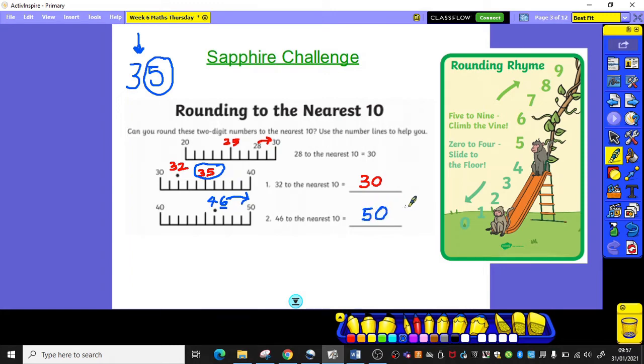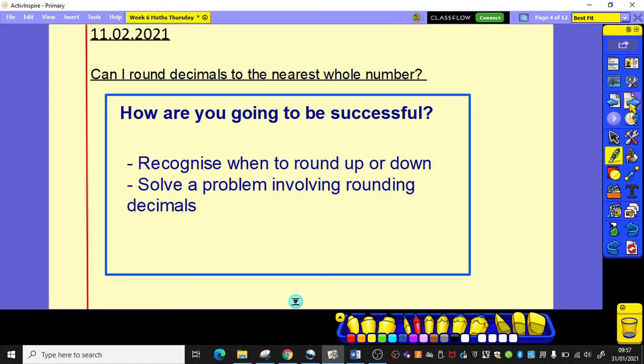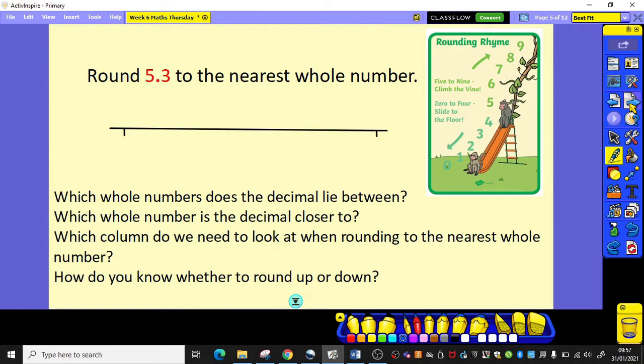Now, I'd like Sapphire to start their challenge, but that information, those rules, are going to help the rest of us today with rounding our decimals to the nearest whole number. So what you're going to need to do really clearly to be successful today is to recognize when we round up, when we round down, and we're going to be applying that to some different problems. So let's have a look then at 5.3.